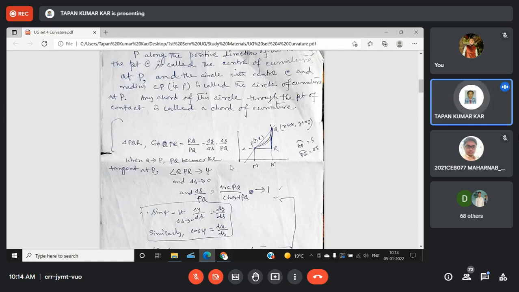Okay, so in that case, delta S by PQ 1, so sin psi is equal to limit delta S tends to 0 delta Y by delta S, equal to dy ds. Actually, I would like to tell you that you have to remember that sin psi equals dy ds. Similarly, if you take the cos psi and do all that measurement that I have done for the sin psi, then you will get cos psi equal to dx by ds.